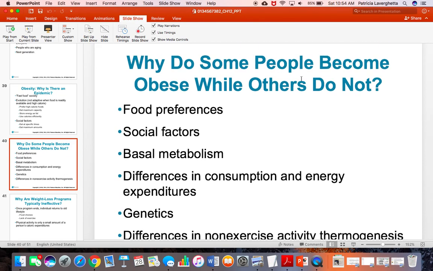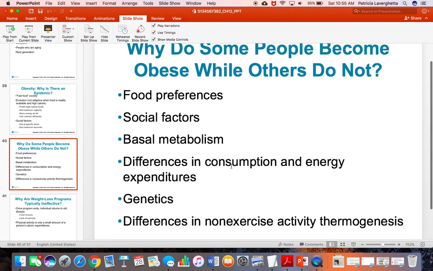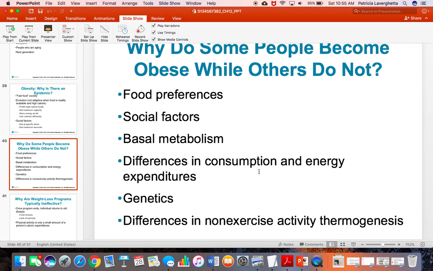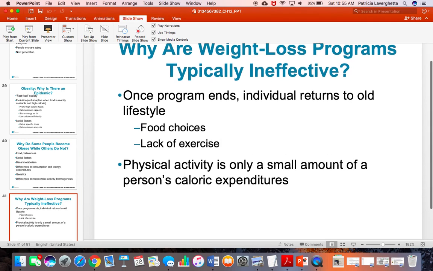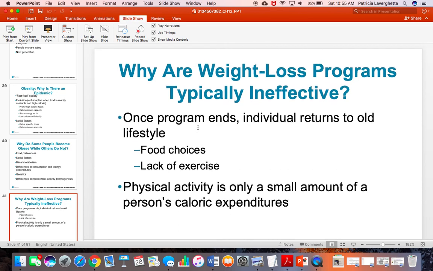So why do some people become obese while others do not? Well, maybe differences in food preferences and so forth. Could be differences in metabolism. Maybe their basal metabolic rate is a little too low. Genetic factors and so forth. This is sort of interesting. Why are weight loss programs typically ineffective? This is interesting.